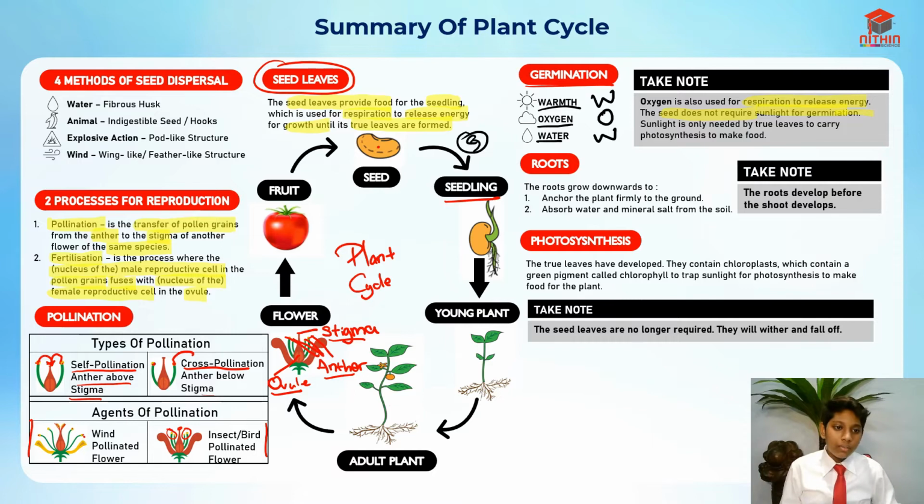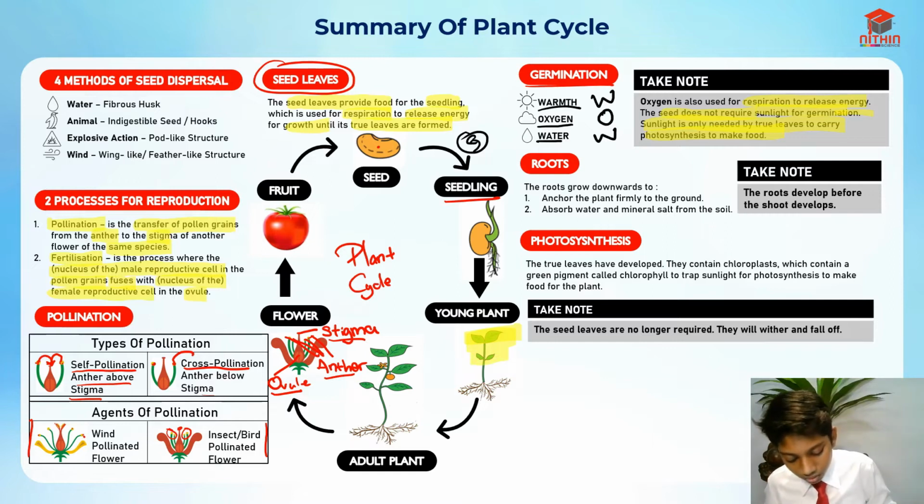Because the seed itself is actually underground, so you do not need sunlight for seed that is underground to grow, because the seed will not receive any sunlight anyways. Okay, and next, the sunlight is only needed by the true leaves to carry out photosynthesis. So true leaves happen when the young plant is back. Okay, so this is the true leaves.